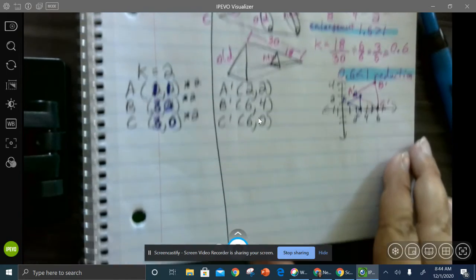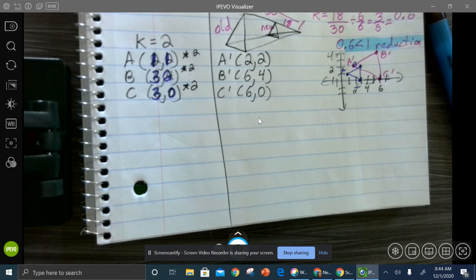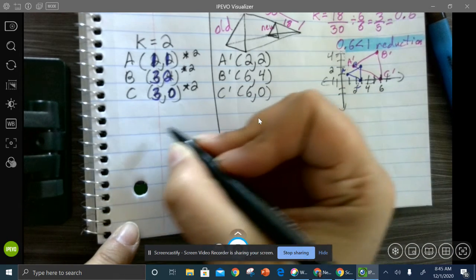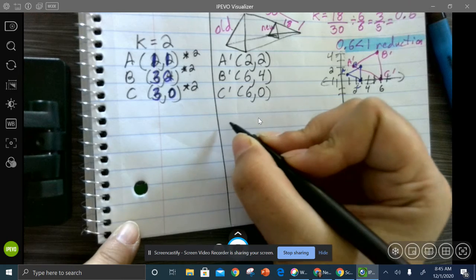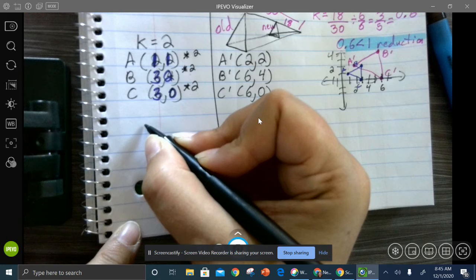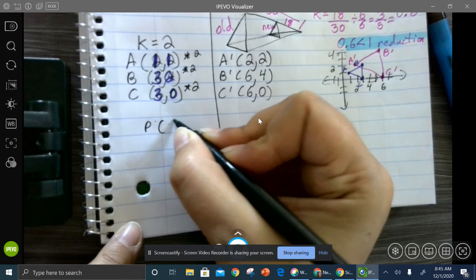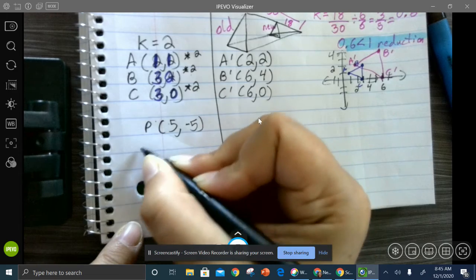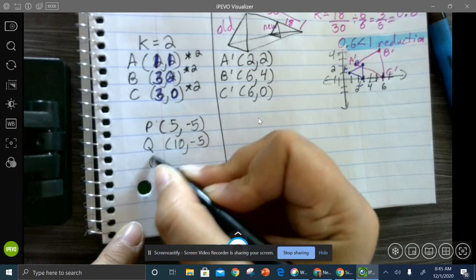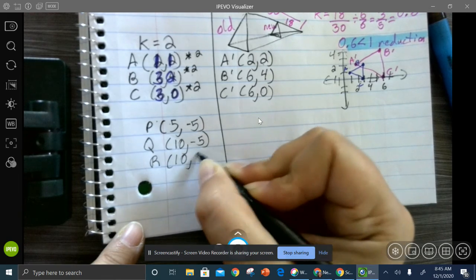Okay, so what if they give you, we have to figure out what the scale factor is, everybody. So they give us the graph, and we have to figure out what it is. We've done this on the warm-up, so I'm going to give you the points. So we have 5, -5. Q is at 10, 5, and R is at 10, 5.